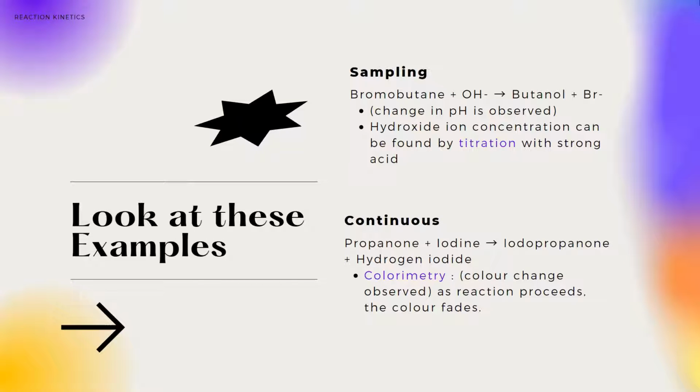An example of sampling is the reaction of bromobutane with hydroxide ions. Since the pH is observed, the hydroxide ion concentration can be found by titration with a strong acid. For the continuous method, we can observe the reaction of propanone with iodine. This forms hydrogen iodide and iodopropanone. We use colorimetry as a color change is observed.